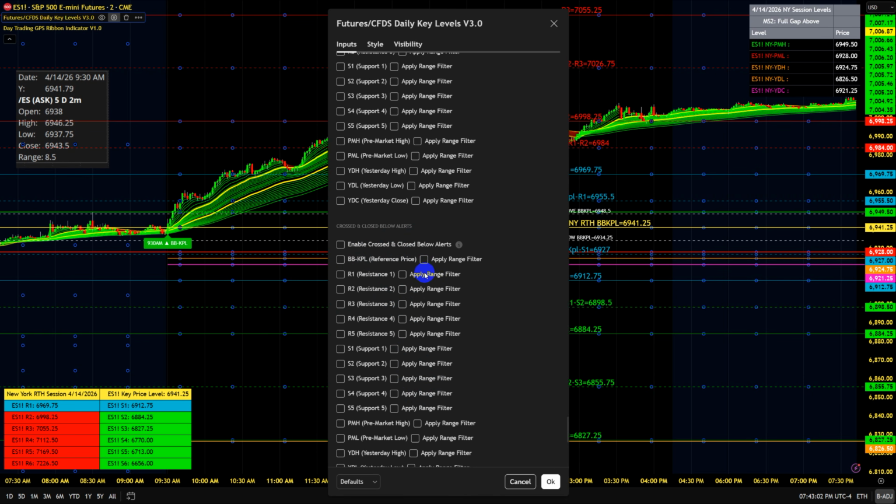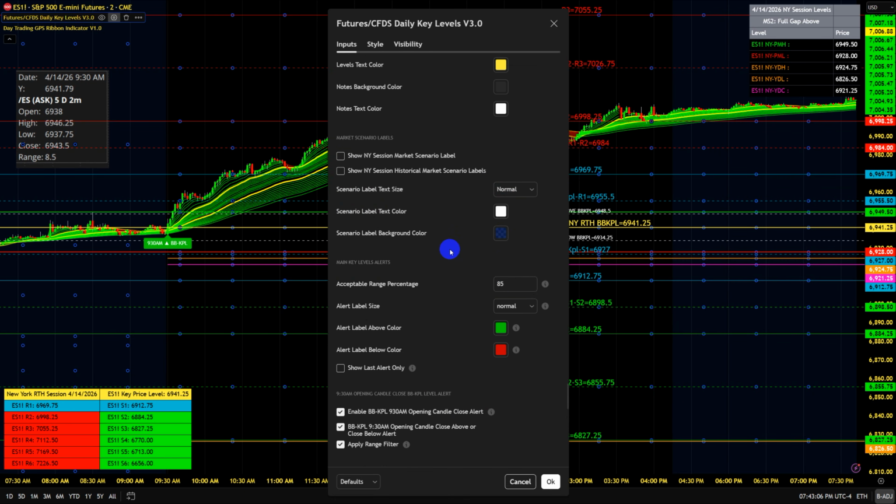And you can individually decide which alerts you would like to apply the range filter to. This range filter, you can set it higher. We would not recommend that you set it higher. You can set it lower if you prefer to have a lower range filter. That's fine, but you should definitely not set it higher.